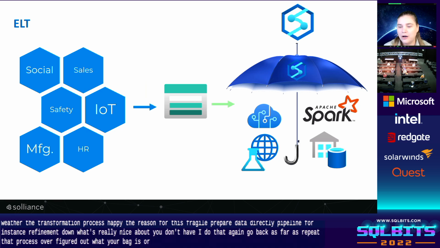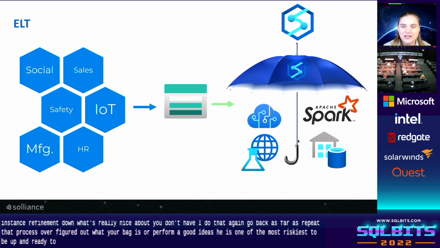Another reason that ELT is a good idea is network connectivity. Connectivity is one of the riskiest things. You have to depend on an external system to be up and ready to serve the data. What's really nice about the ELT process is you're able to grab that raw data, and after that initial load, the risk is eliminated because that raw data is already inside of your data lake.